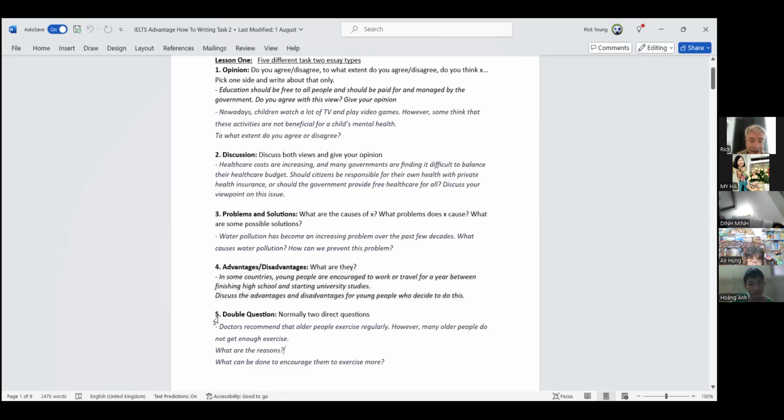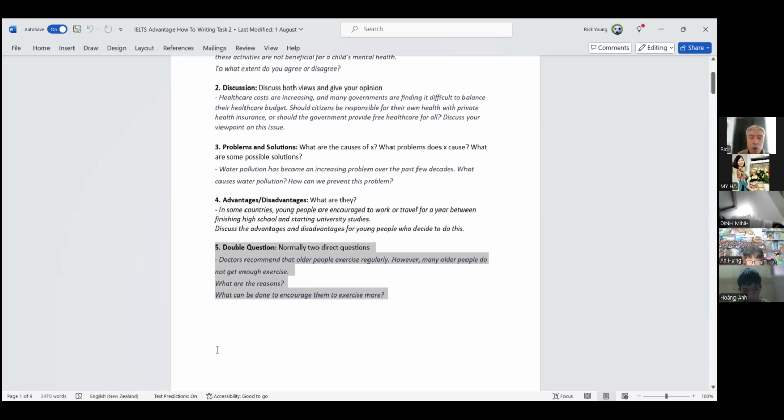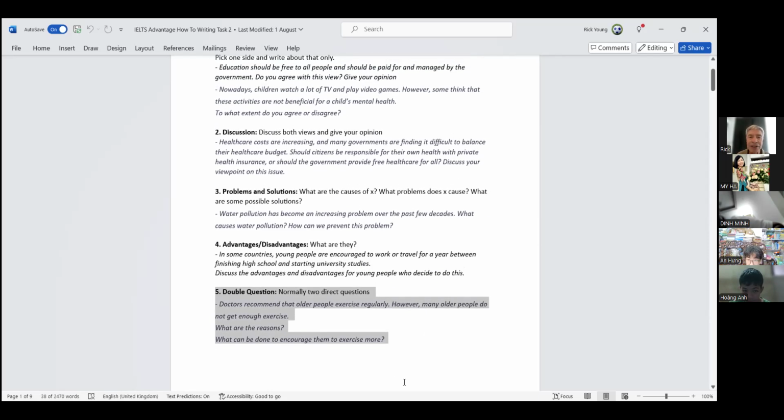And finally, double question essay, 2 direct questions. Like I say, very similar to a problem and solution essay, except they are not always about problems or solutions, these ones. Chung Hu, can you read the question, please? Can you read the whole thing? Sorry, everything. Double question. Normally 2 direct questions.